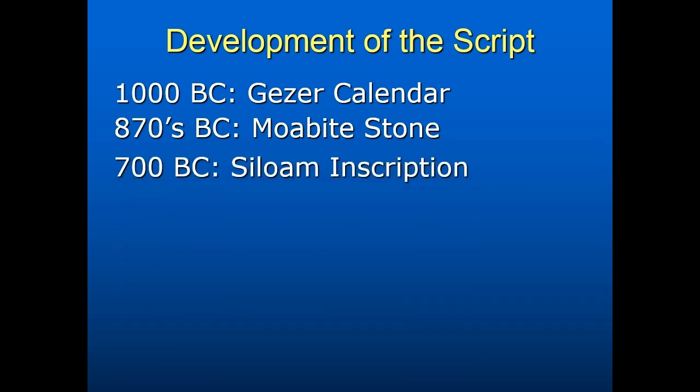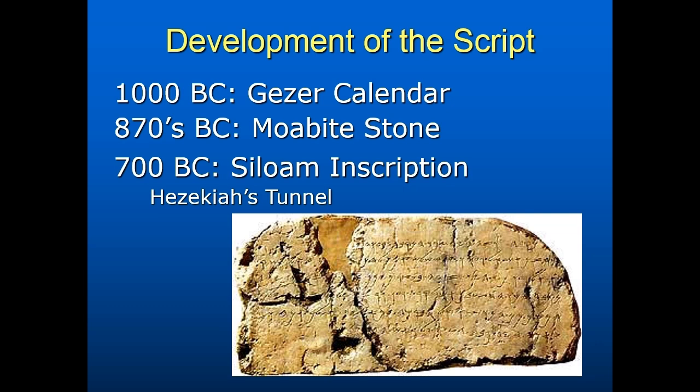Then, later still, is this inscription from about 700 BC. It was found in the tunnel that King Hezekiah had made to bring the waters of the Gihon spring from just outside the east wall of Jerusalem into the city to feed the pool of Siloam. The inscription gives us an account of how the tunnel was cut, with workers digging from opposite ends until they finally met, creating a tunnel 6 football fields long. It was an amazing engineering feat, and this inscription records it.